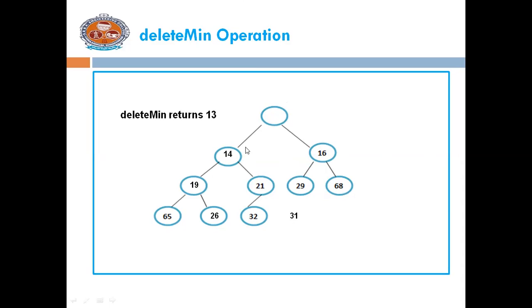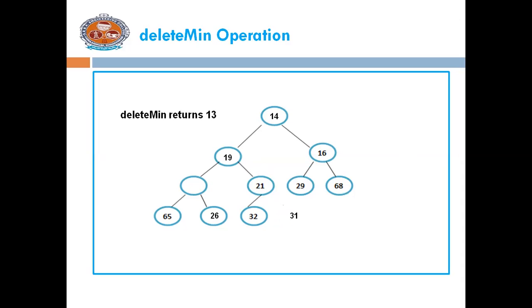Compare the children values 14 and 16. So 14 is the minimum, then 14 is placed here, and next a hole is created here. Now compare its children values 19 and 21. 19 is smaller, so it is moved upwards and the hole moved downwards. So here the hole is moving downwards. This strategy is known as percolate down.